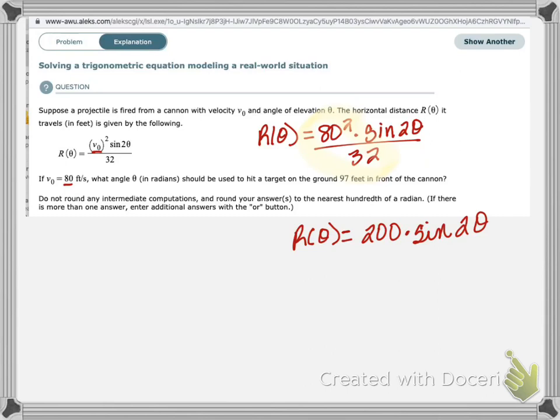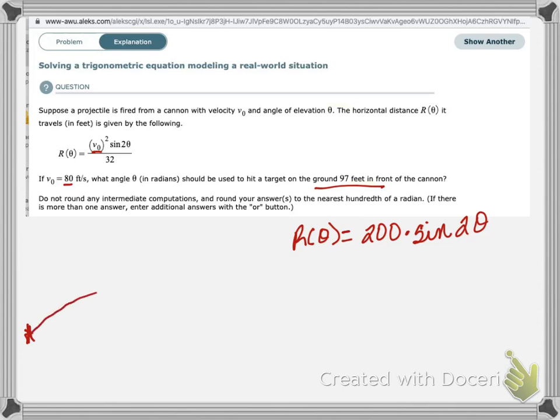Okay, now we are told that we want to know what angle we should shoot the cannon at to hit the ground 97 feet away. So here is where my cannon is. My cannon is right here, and I am going to project it up like this. What I want to know is this horizontal distance is going to be 97 feet. So I need to know this angle. What angle do I need to shoot that up? So that's what I'm trying to find.